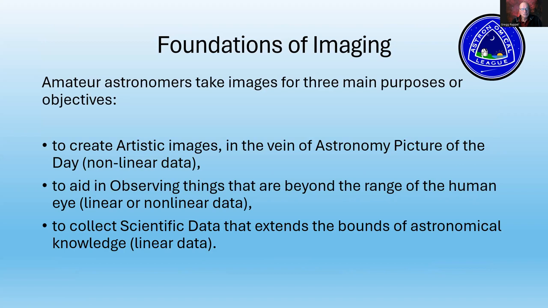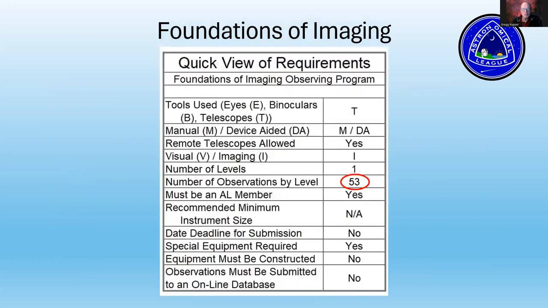They tell us that there are basically three main reasons why people do these images. One is to create artistic images. The second is to aid in observing things that you can't really see very well with your eye, and that's why a lot of us got into imaging in the first place. And finally, some of us want to collect scientific data to extend the bounds of astronomical knowledge using purely linear data. This program addresses all of those aspects.